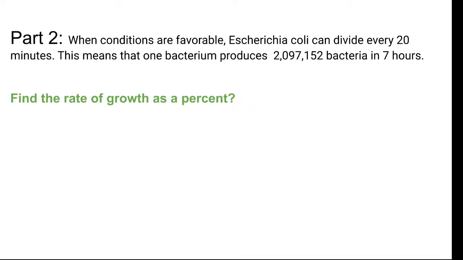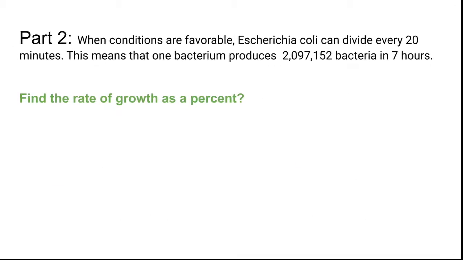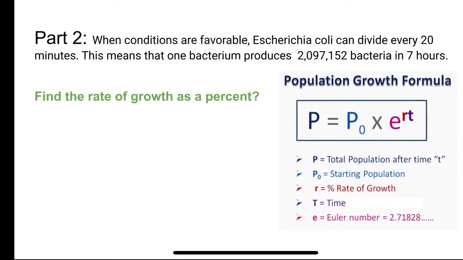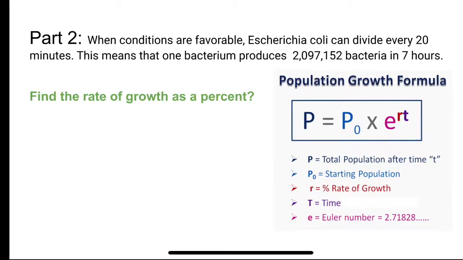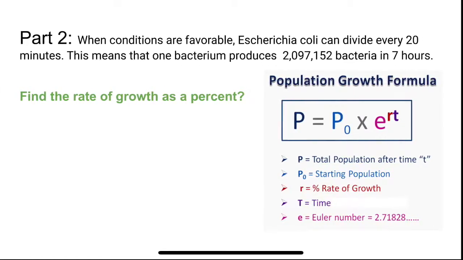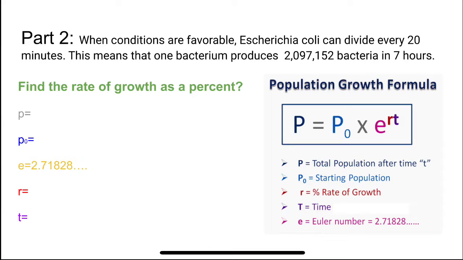Now that we've completed part 1, let's go on to part 2. Use the information previously given and find the growth rate as a percent. You can do this by using the second equation given earlier on, which stated that P equals P of 0 times e to the power of r times t. We can begin by filling in the information that we already know, starting with e, which, as mentioned before, is a constant number located on your calculator.